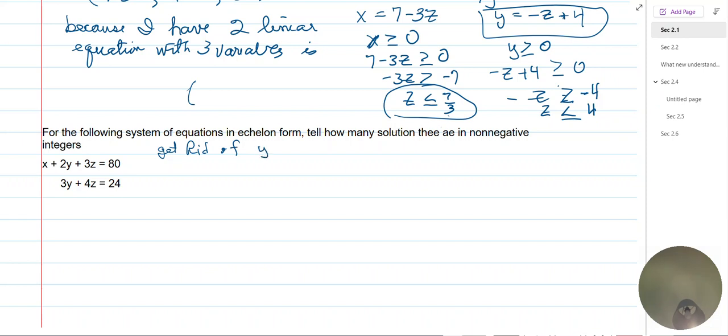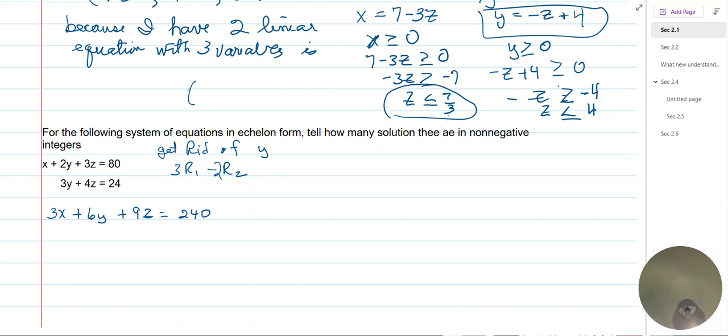Okay, and this one's a little more tricky because we're substituting once we get what x is. So in this case, I'm going to do 3 times row 1 minus row 2. Okay, because 2 times row 2, so I can have a negative 6 y's. So if I do 3, I'm going to have 3x plus 6y plus 9z equal to 240.